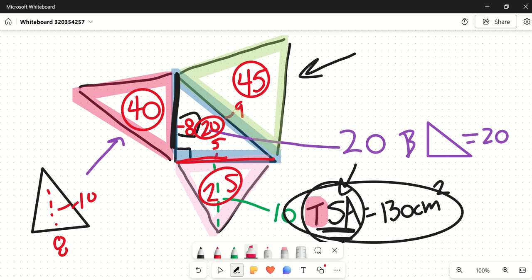So I would do TSA equals, and then the number, the measurement, and make sure it's squared. And it's squared because it's what, ladies and gentlemen? Area.